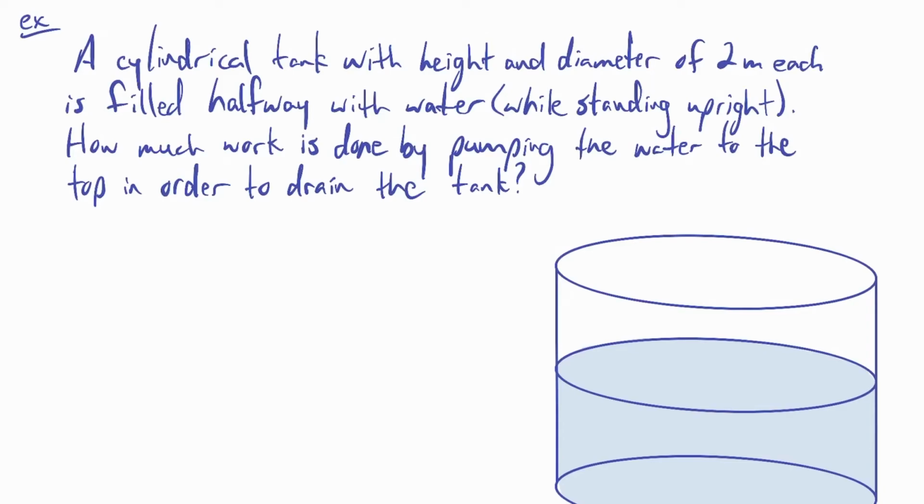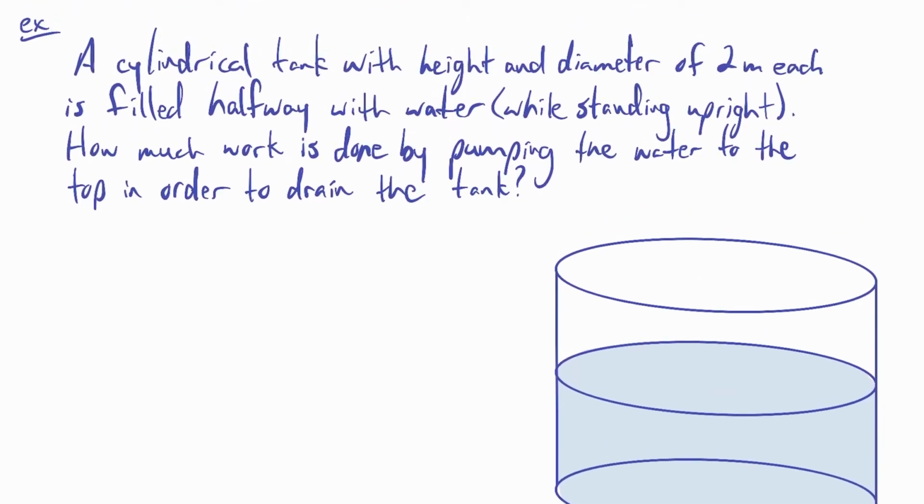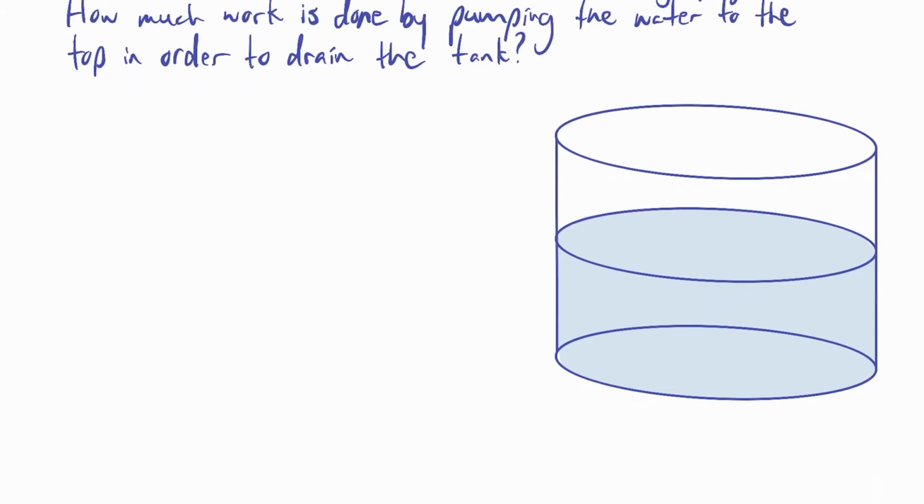So in this example, we're going to look at pumping water out of a tank. Let's say a cylindrical tank with height and diameter of 2 meters each is filled halfway with water, while standing upright, of course, as per the diagram. How much work is done by pumping the water to the top in order to drain the tank? We don't want to just drain out the bottom. We don't want to put a hole in the tank and let it drain. We want to reuse the tank. So we're going to put some sort of straw-like device in there and then pump the water out, and maybe it drains off into something else.